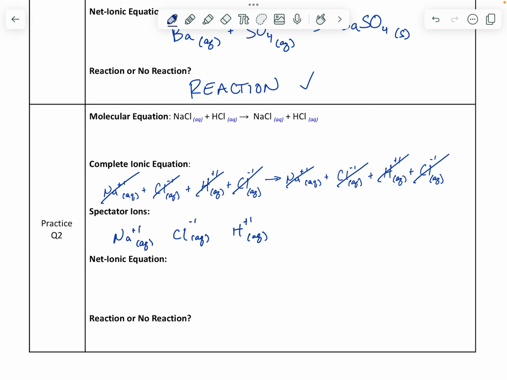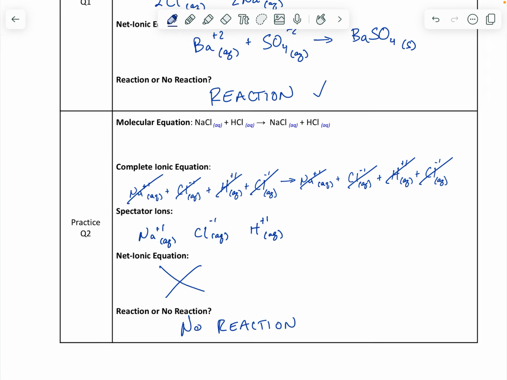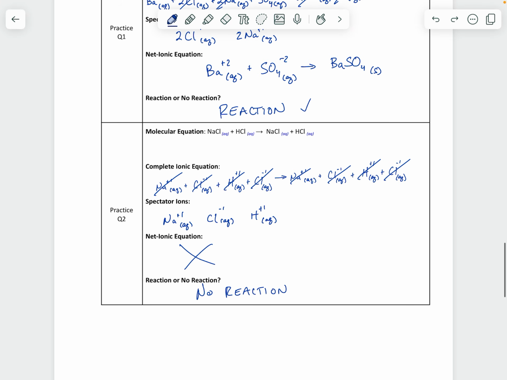And everything crosses out. So is there a net ionic equation? No. There's no net ionic equation because there's no product that forms, which means that no reaction occurs. All right? And so when we know that these products are aqueous, then we can just say, hey, that's not going to happen, and then we can not worry about it.